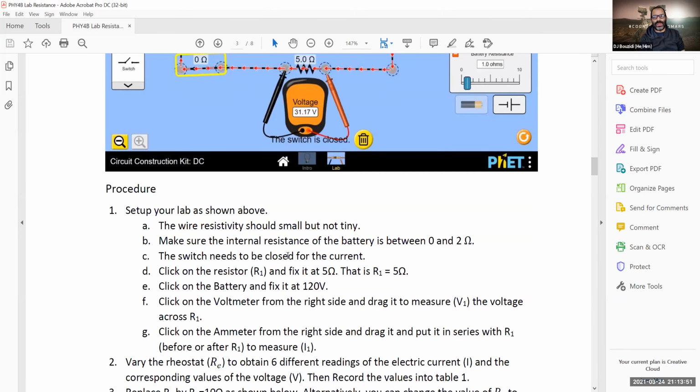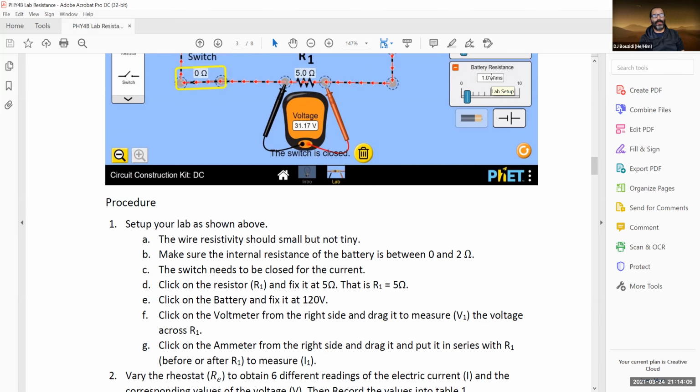So here are the instructions. Basically, the resistivity should be small but not tiny, okay? Make sure the internal resistance of the battery is between 0 and 2. In this case, it's 1 ohm. And click the resistor R1 and fix its value to 5 ohms. So this needs to start with 5 ohms.